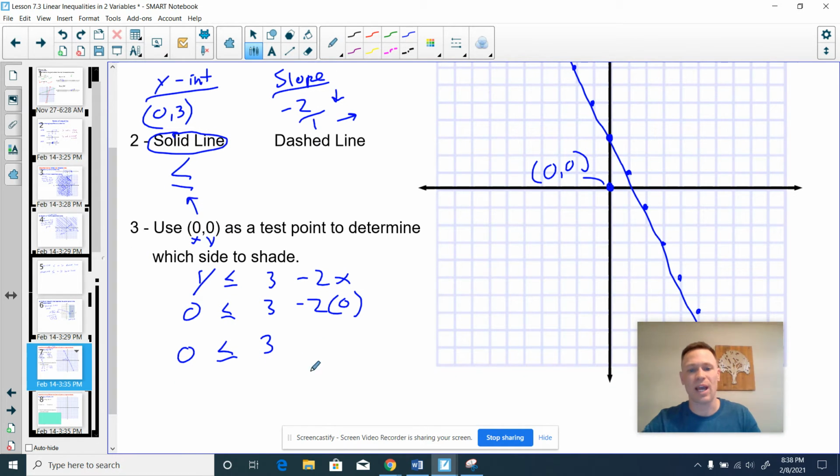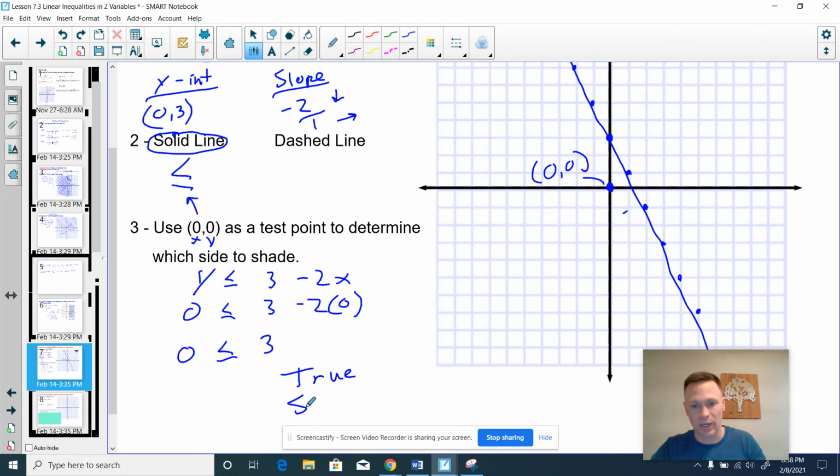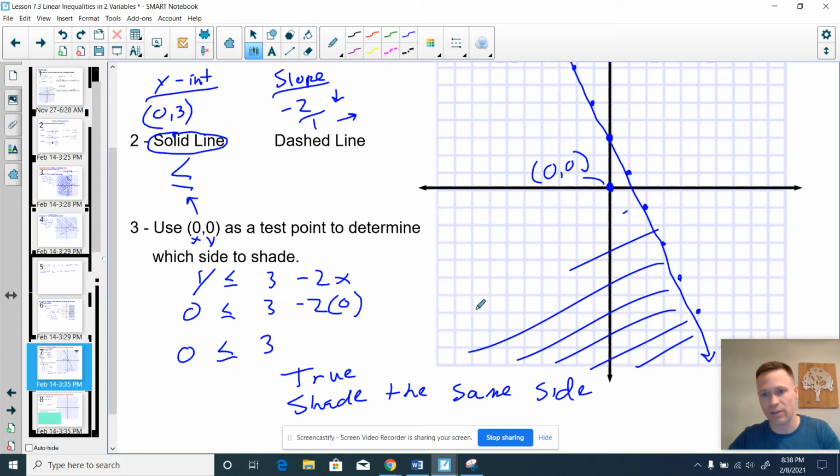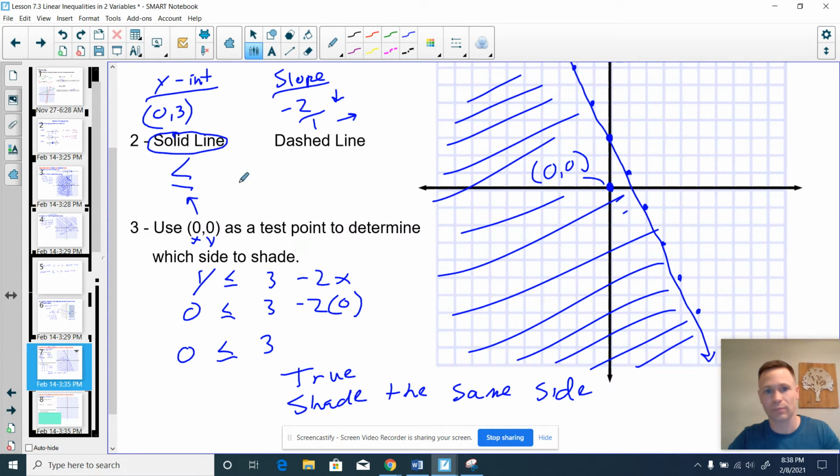And so here's what we got. We got a true statement, right? We tested 0, 0. 0, 0 is right here. We got a true statement, which means 0, 0 is part of the solution, which means we know all the solutions are on that same side. So we're going to shade the same side. 0, 0 is here. I'm going to shade that same side best I can.